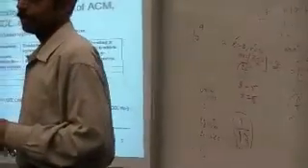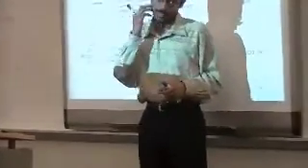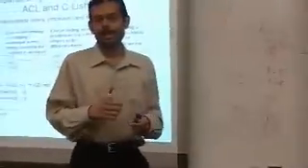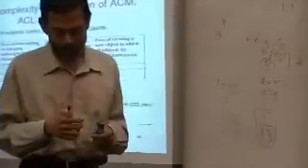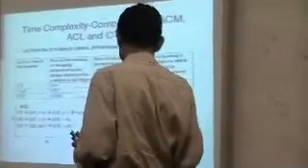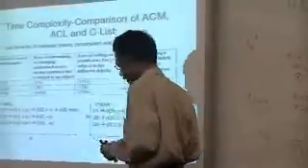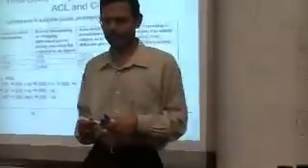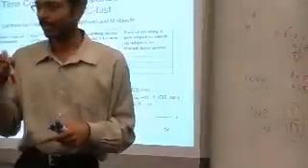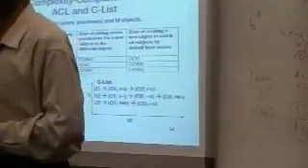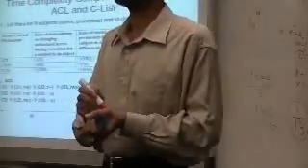Which one is more often used? It depends on the operating system. Some operating systems use access control lists, like Unix uses access control lists. I came across one operating system that uses a capability list. Tanenbaum, you have heard of Tanenbaum? He developed that operating system, and that uses a capability list. Okay?